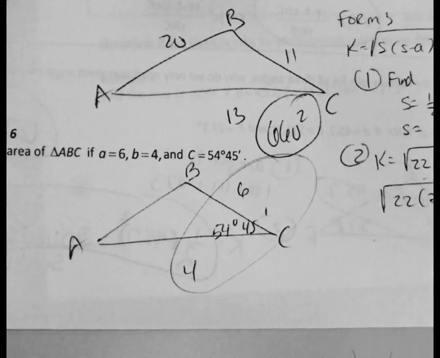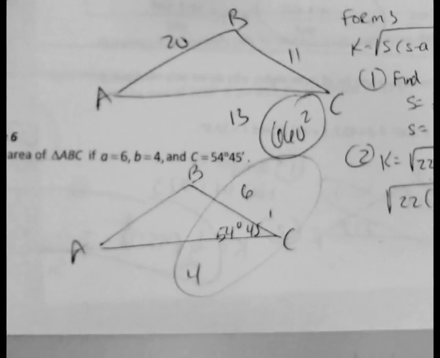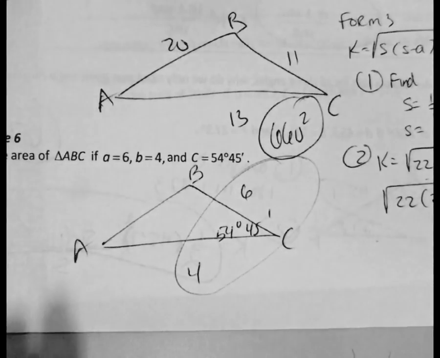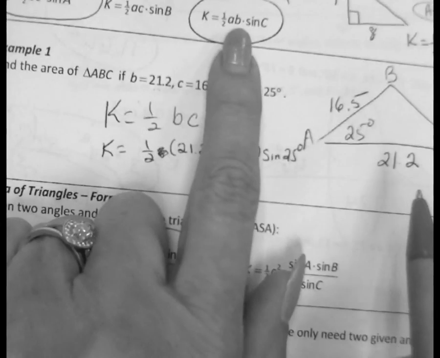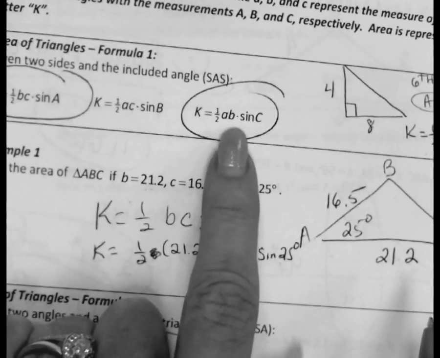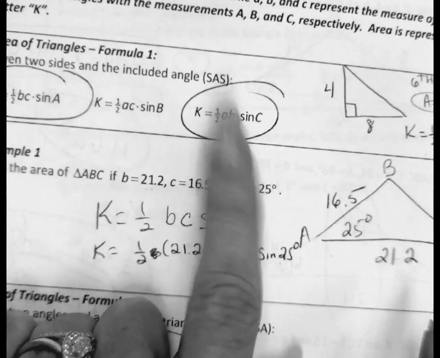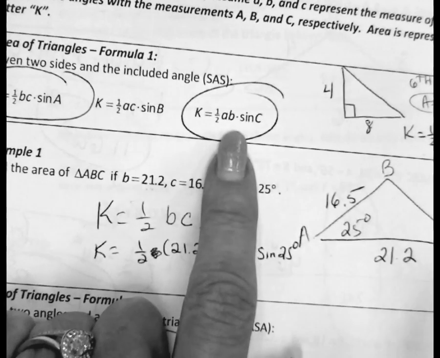So look at Formula 1. It's the one we haven't used yet. Do you guys see how it says SAS? Side, angle, side. What's given is A, B, and angle C. So we're using the third one here: 1/2 AB sine C.